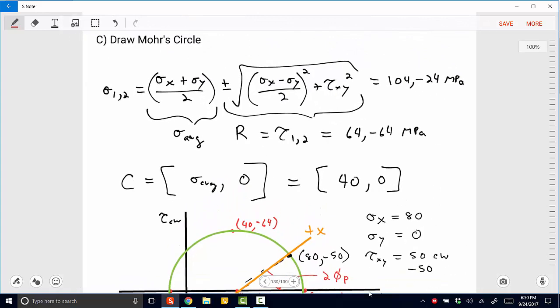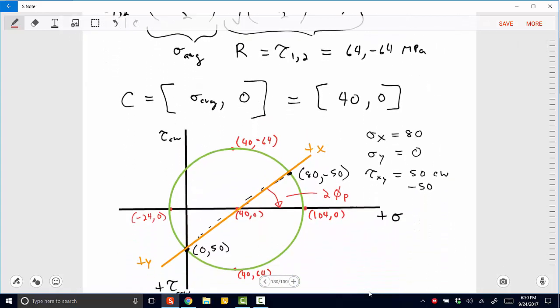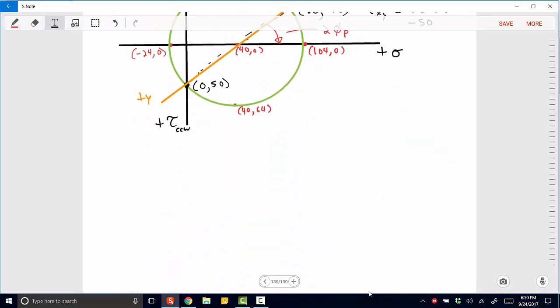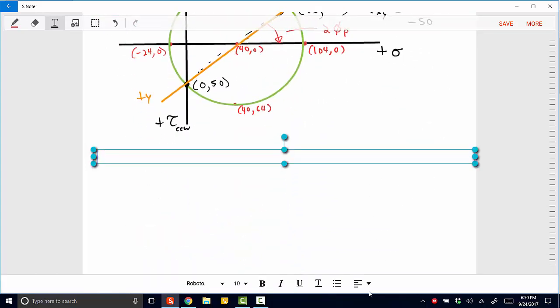Now we've got a little bit more to do, and we'll be finished with this problem, and that is part D here. Part D, which is find the principal directions using Mohr's circle.